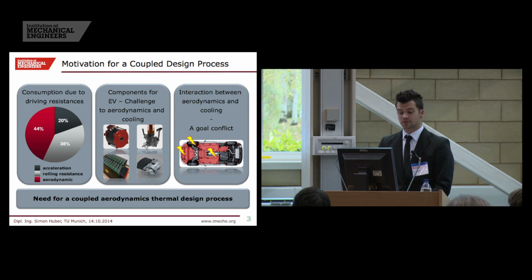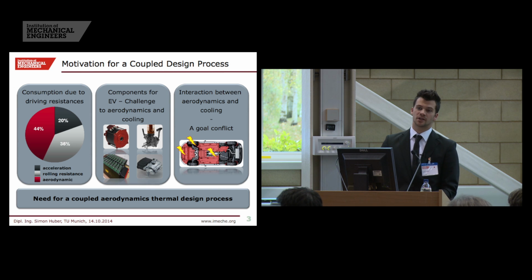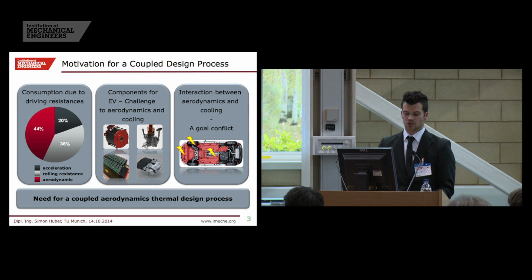So, the motivation for a coupled design process. Here we can see the distribution of the different resistances onto consumption. We can see that the aerodynamics is the largest part if you're considering a battery electric vehicle. And this is only for a European driving cycle, where the average speed is really low. If you're considering a customer driving cycle, the aerodynamic resistance grows to over 50% onto consumption.